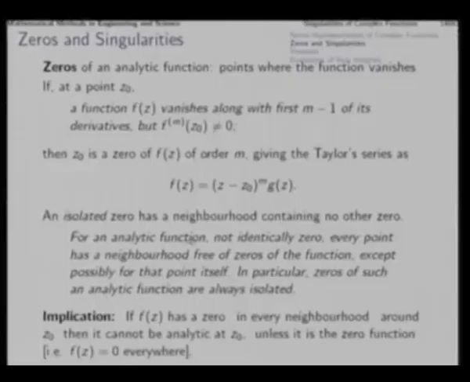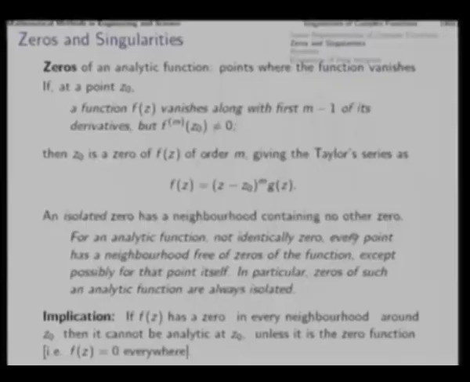That means that for an analytic function which is not identically 0, of course, f(z) equal to 0 is also an analytic function, for which all points are zeros, but other than that, if the function is not identically 0, then every point in the domain has a neighborhood free of zeros of the function, except possibly for that point itself. That means, for every point, whether it is a 0 or not, you can certainly work out a neighborhood in which there is no 0 of the function.